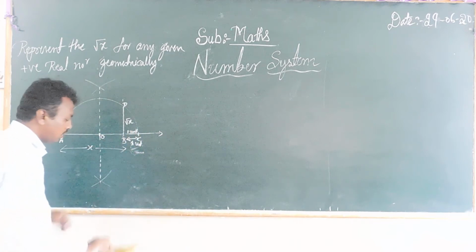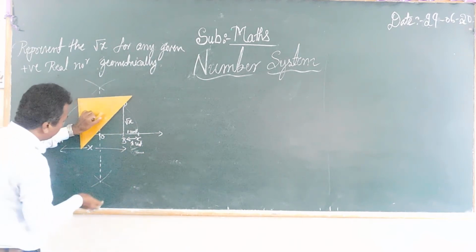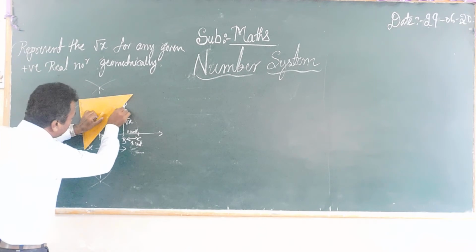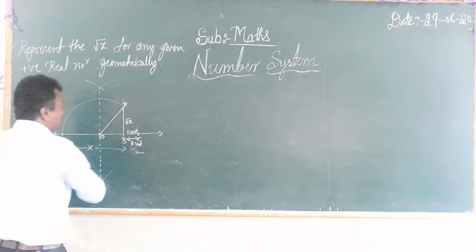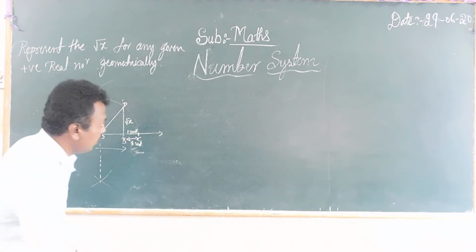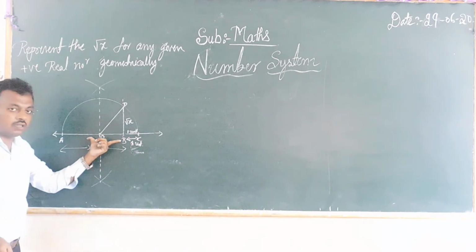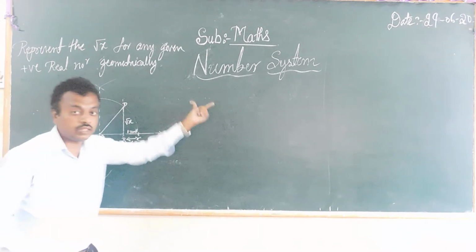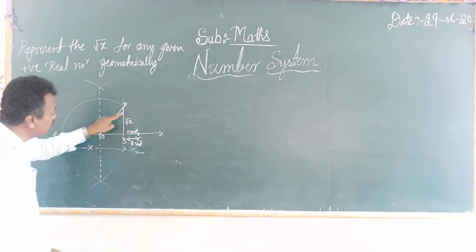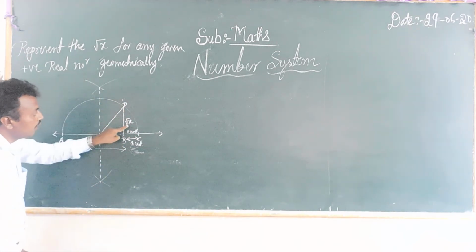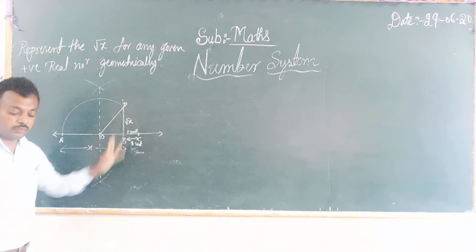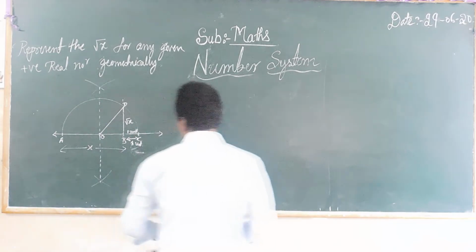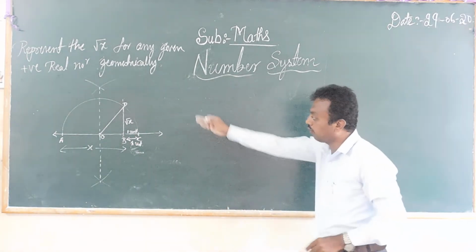So now join the OD. Okay students, this is a geometrical concept. Now we have to discuss mathematically how to prove that BD is root x. How does it become root x? We have to solve it mathematically. So let us discuss how to solve mathematically for the length BD.